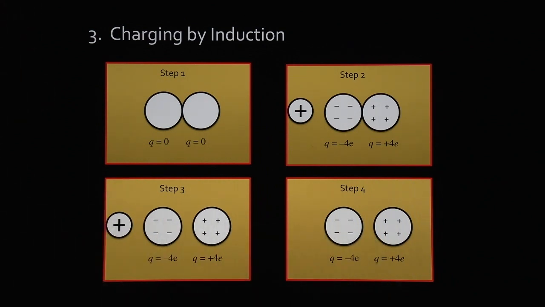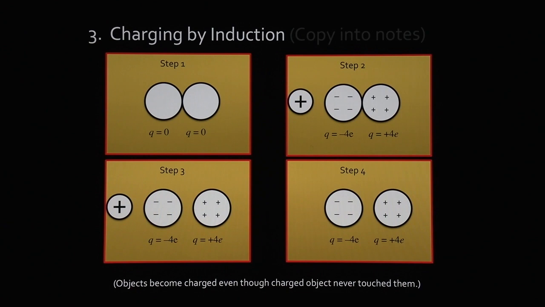And now what I have here is two charged objects, never touched anything charged. So the summary of that, this is what I want you to copy in notes, the four steps written out, and the little note on the bottom. So I'll create a pause for you to do that.